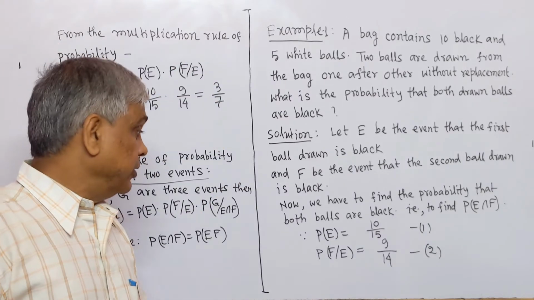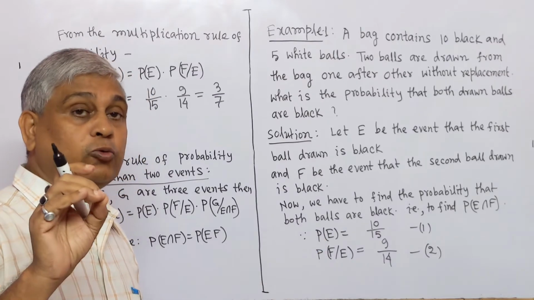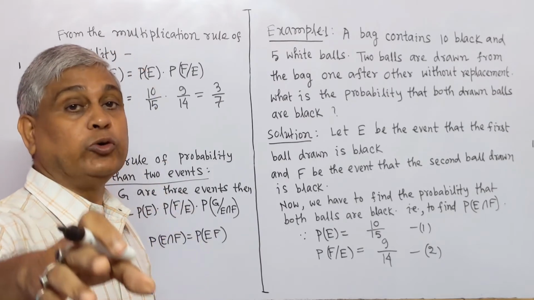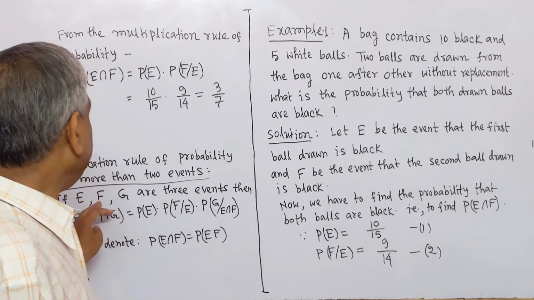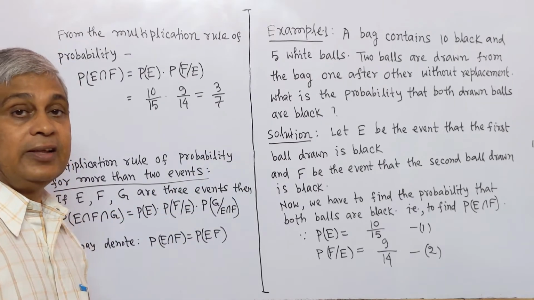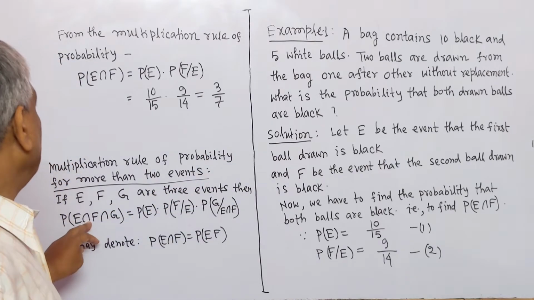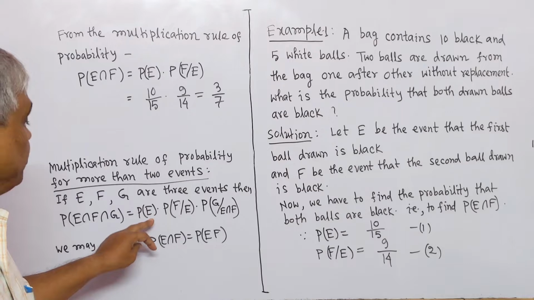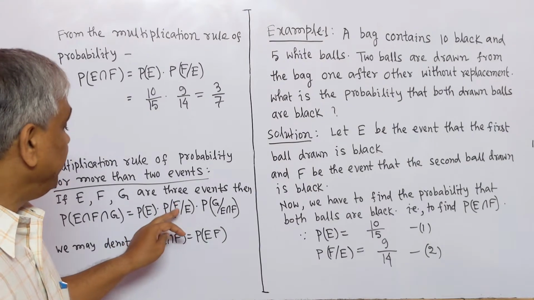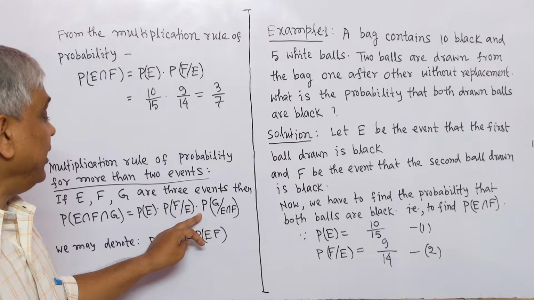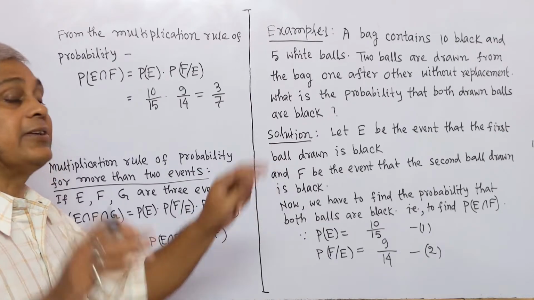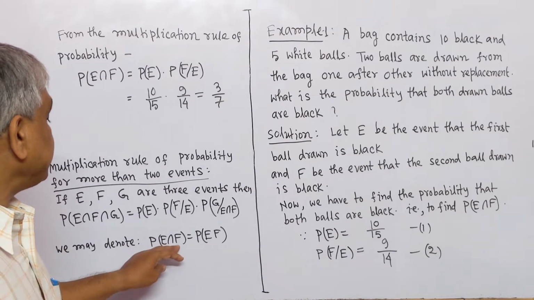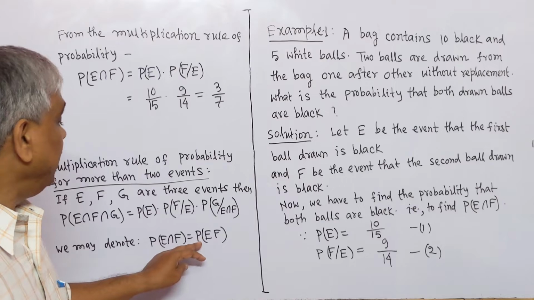Now this case was for two events. Now we deal with the case for more than two events. If E, F, G are three events, then the multiplication rule of probability will be P(E ∩ F ∩ G) = P(E) × P(F/E) × P(G/E ∩ F). We denote P(E ∩ F) by P(EF).